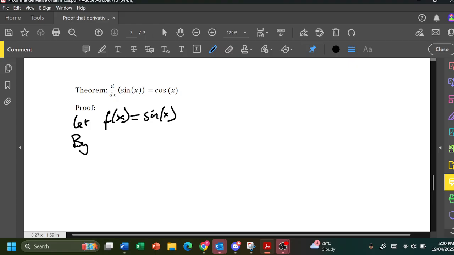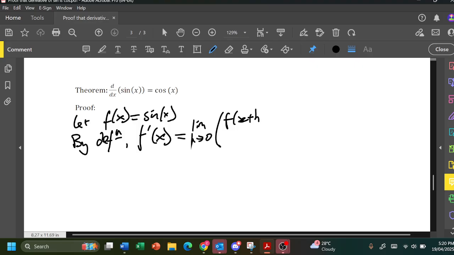Now, by the definition of the derivative, the derivative f dash x is going to be equal to sine of x plus h. So I'll show you every single step here. Let's not jump ahead a little too much here. So the definition of the derivative is that f dash x is equal to the limit as h goes to 0 of f of x plus h minus f of x divided by h.